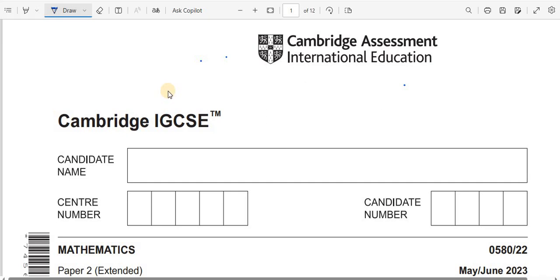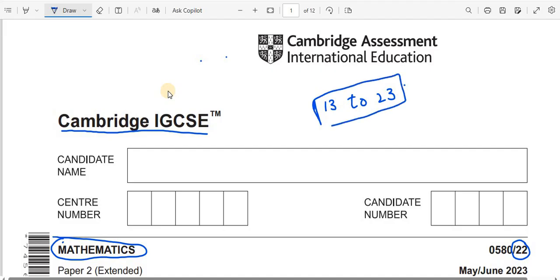Bismillahirrahmanirrahim. Today I am going to solve the past paper of Cambridge IGCSE. The subject is mathematics, the remaining part of paper 2022. Today I am going to solve question number 13 to 23. This is part number 2, Part B.